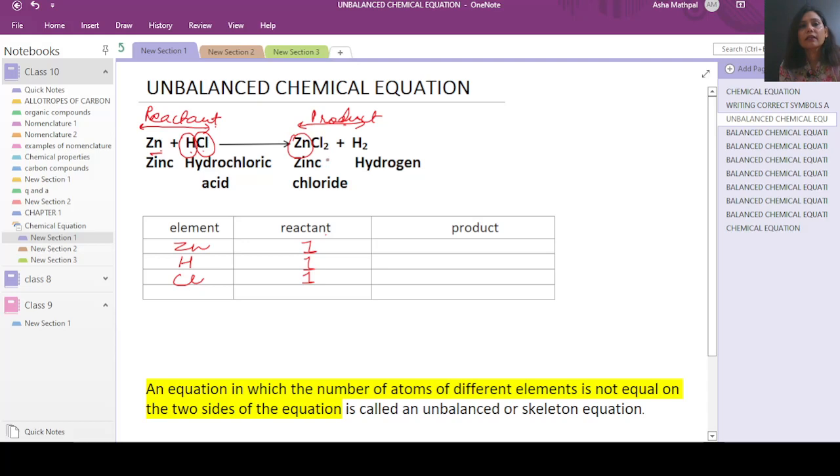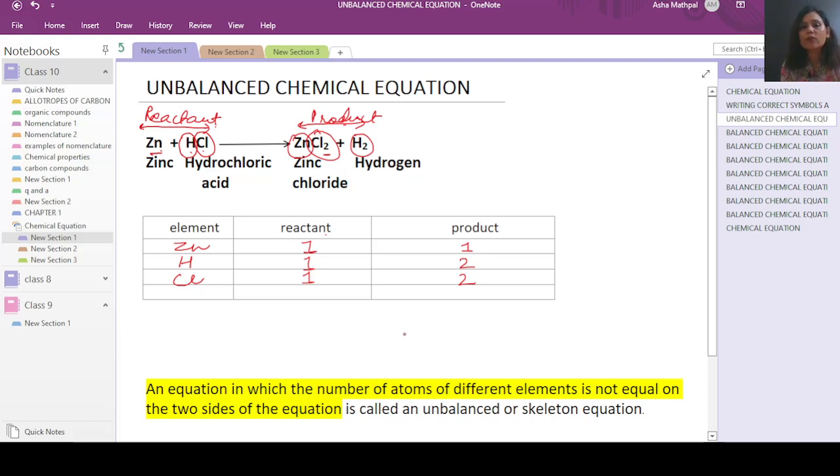zinc, nothing is written at the foot of the zinc, that is the number of atoms of zinc is 1. If you see Cl, at the foot of the Cl 2 is mentioned, so in the product the Cl has 2 atoms. If you see H2, at the foot of H the number 2 is mentioned, that is it has 2 atoms in the product.